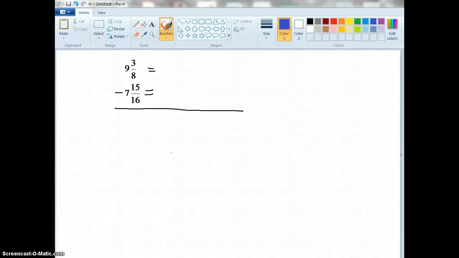Another way to subtract mixed numbers is by borrowing. The first step is to still find your least common denominator. For this example, the least common denominator is 16. So we'll bring over our 9 and also our 7.